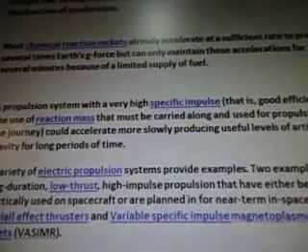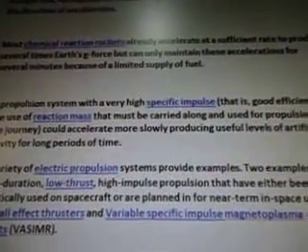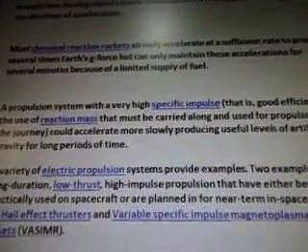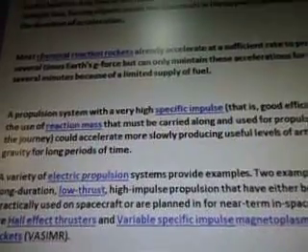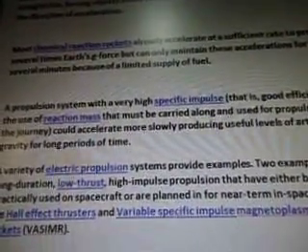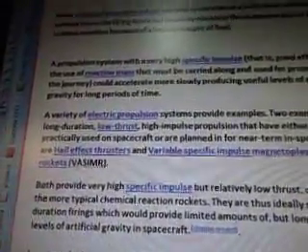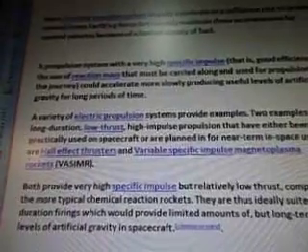A propulsion system with a very high specific impulse, that is, good efficiency in the use of reaction mass that must be carried along and used for propulsion on the journey, could accelerate more slowly, producing useful levels of artificial gravity for long periods of time. A variety of electric propulsion systems provide examples.